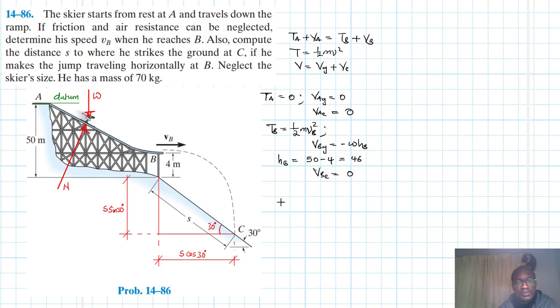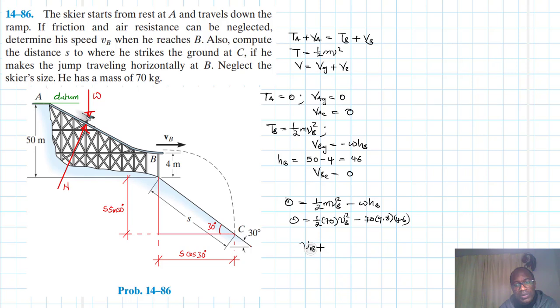Let's rewrite the whole equation. I'll not include the zeros, so 0 is equal to half m VB squared minus W HB. Let's add some numbers there. Half, our m is 70. We don't know what VB is, so it will just be like that. And then the weight, just 70 by 9.81, times HB, which is just 46.